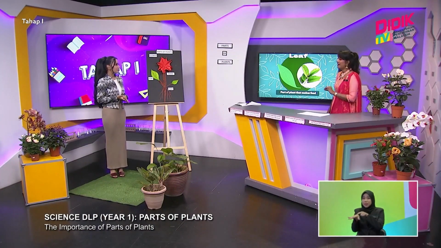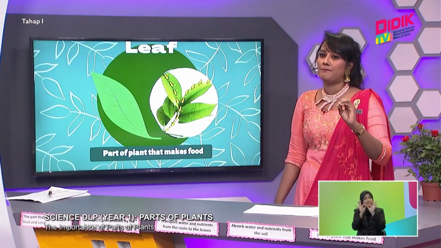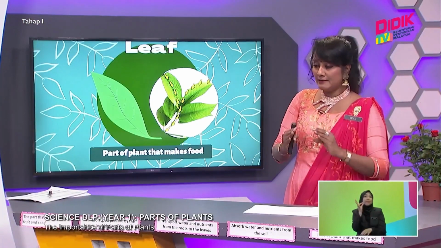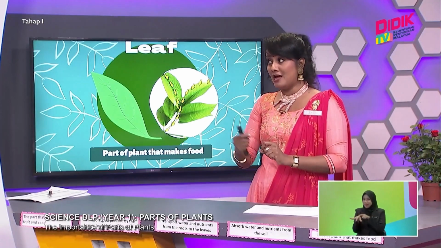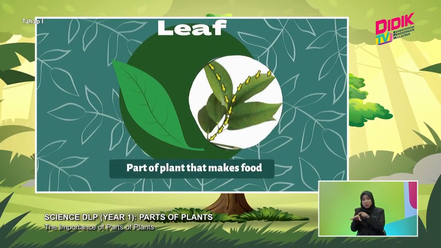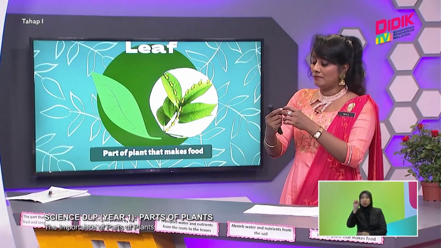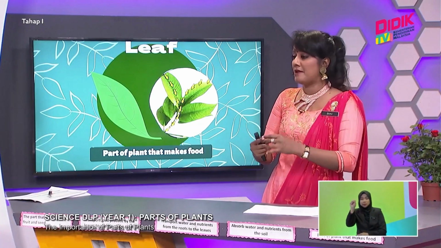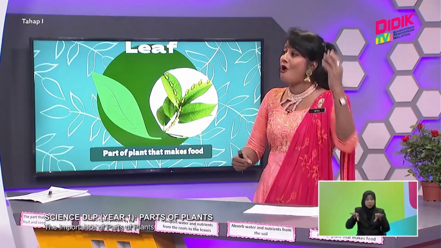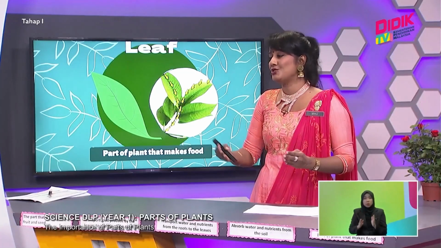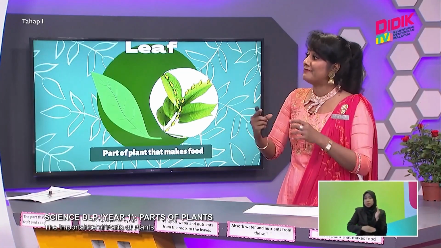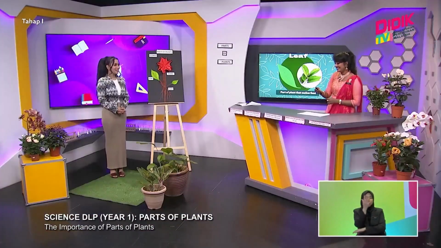The important part of this is that it can make food. Actually, leaves are very important. Just now you wanted to pick the leaf. You see the leaf, one leaf can make food for the plant. That's one process. Let us introduce one of the processes, photosynthesis. This is the process that a plant uses to make food and transport it to all parts of the plant. So the leaf is the main part that makes food.